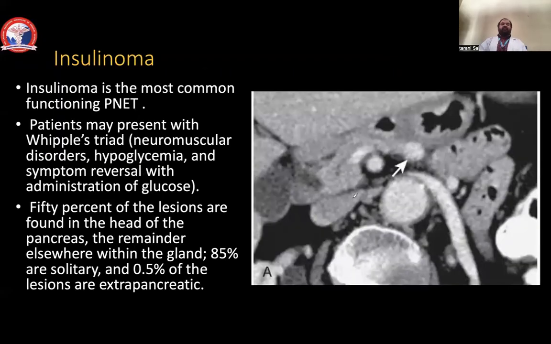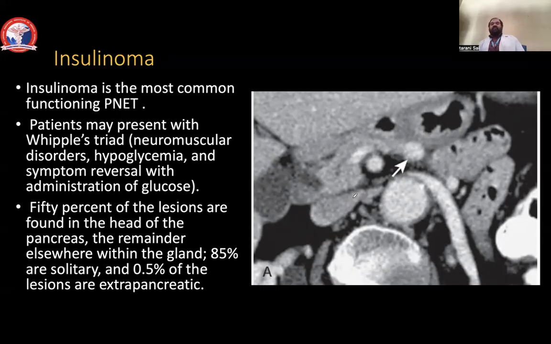Insulinoma. These are the most common functioning pancreatic neuroendocrine tumors. It may present with Whipple's triad: neuroglycopenic symptoms, hypoglycemia, and symptom reversal with administration of glucose. About 50% of the lesions are found in the head of the pancreas, the remaining elsewhere within the gland. 85% are solitary and 0.5% of the lesions are extrapancreatic.